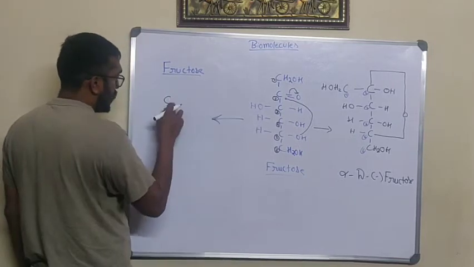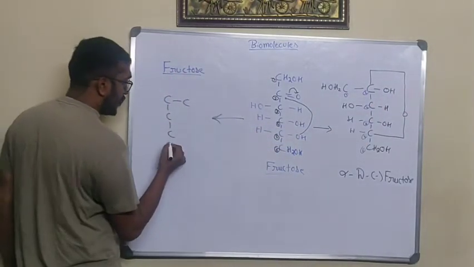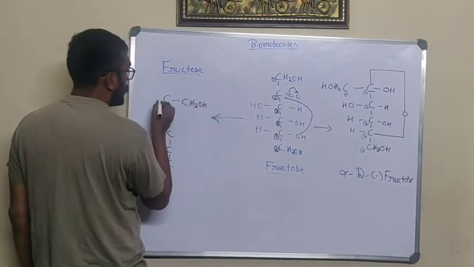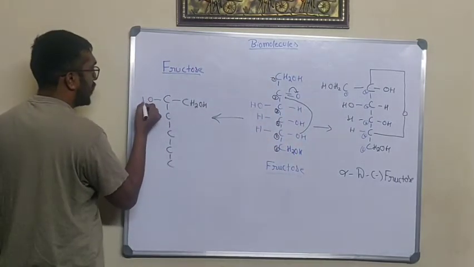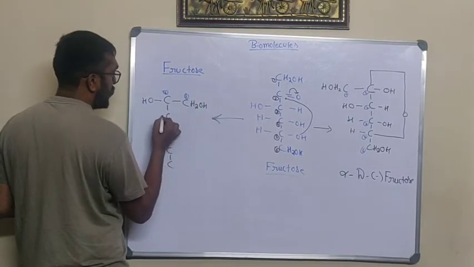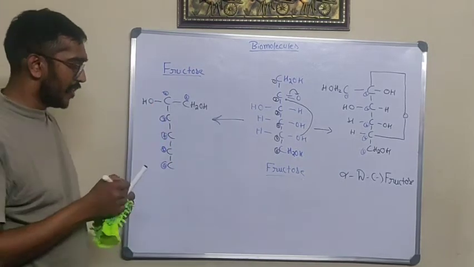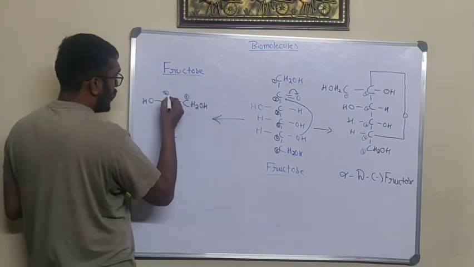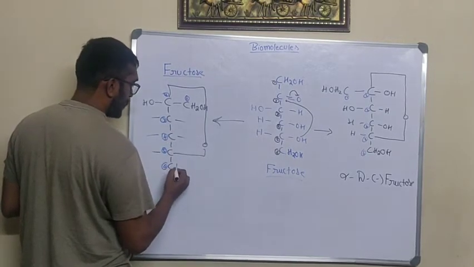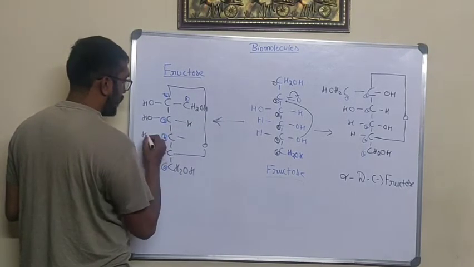C-bond-C-bond-C, so 1, 2, 3. This CH2OH will be on the right hand side, so 1, 2, 3, 4, 5, 6. Here the OH comes towards the left hand side. Let me put the numbers over the carbon atoms: 1, 2, 3, 4, 5, 6. Rest everything is the same. This carbon atom forms a bond with carbon 5. Rest everything is the same: CH2OH, OH, H, H, OH.